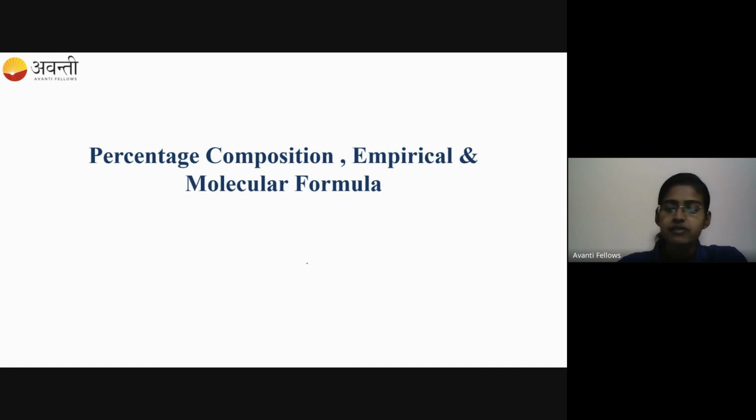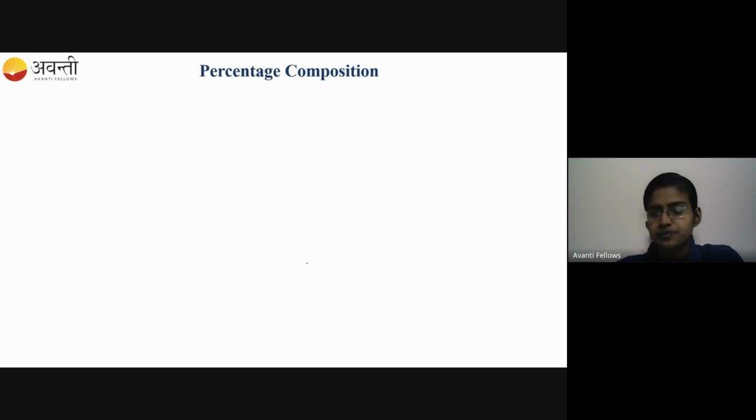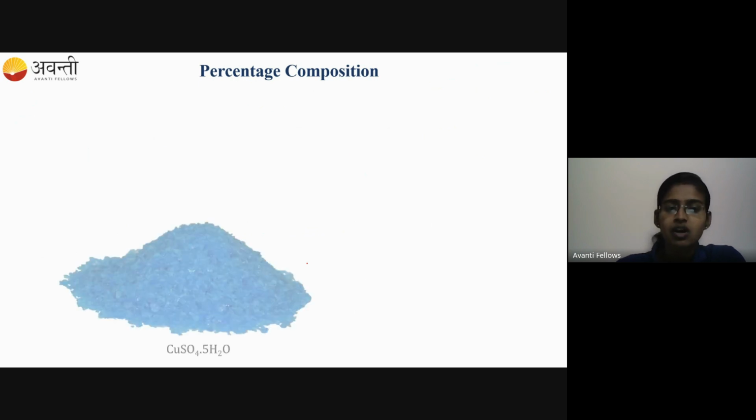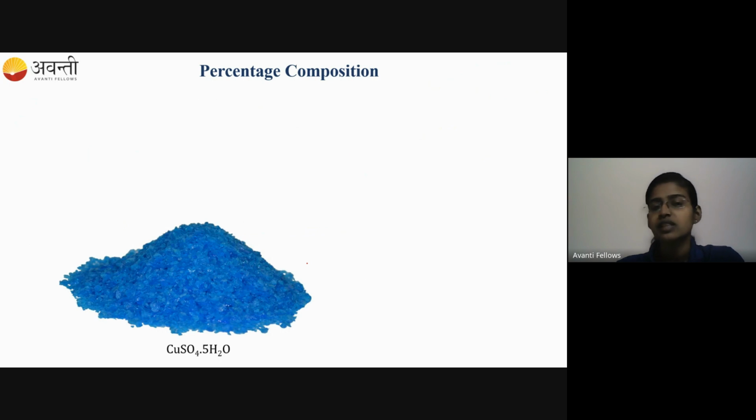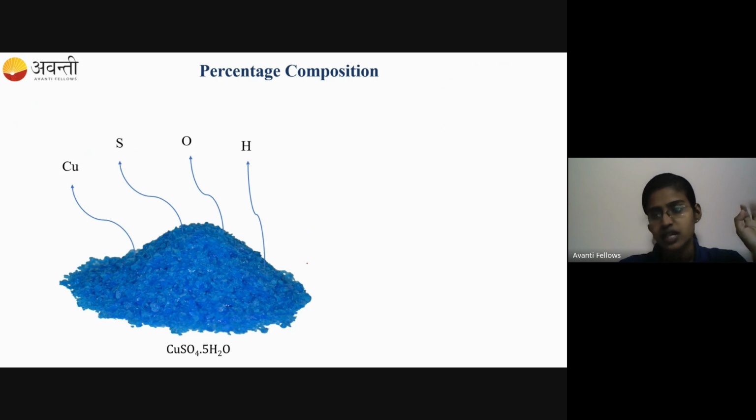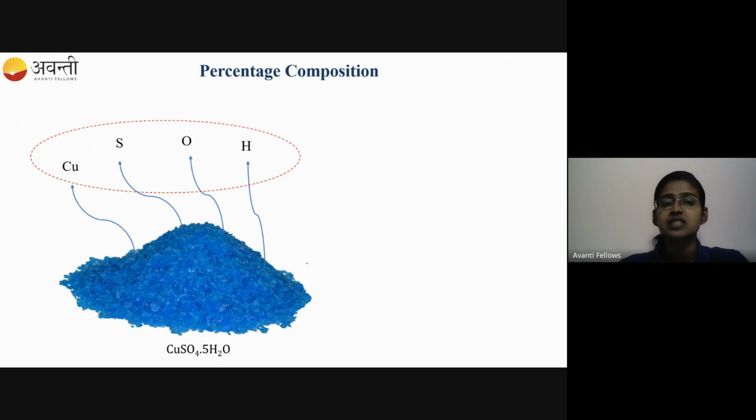Okay. So the first term is percentage composition. Why percentage composition? Why do we need to calculate? Suppose I take a compound, let me take copper sulfate pentahydrate. It is a blue colored crystal, a hydrated compound. This compound contains copper, sulfur, oxygen and hydrogen, right? So 4 elements are there. What is the percentage of each element present in this compound? Can anyone tell me the percentage composition of these elements present in this particular compound?